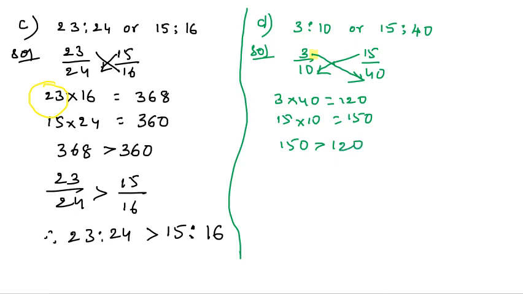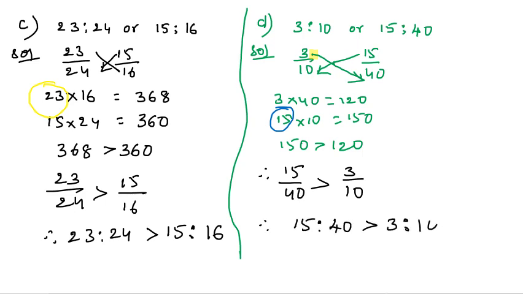In this 150, what is the 15 into 10? In this, 15 is the numerator and 10 is the denominator part. So 15 is the numerator. Which fraction is that of? This is the numerator of 15 by 40. Therefore 15 by 40 is greater than 3 by 10. Hence we can say that 15 is to 40 is greater than 3 is to 10. So this is D bit of the fifth question.